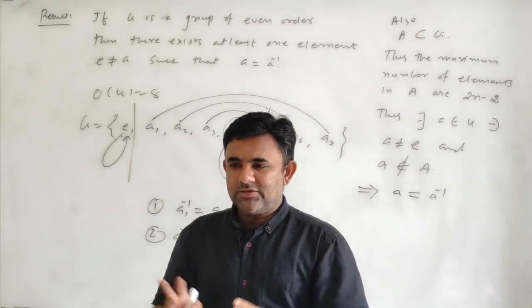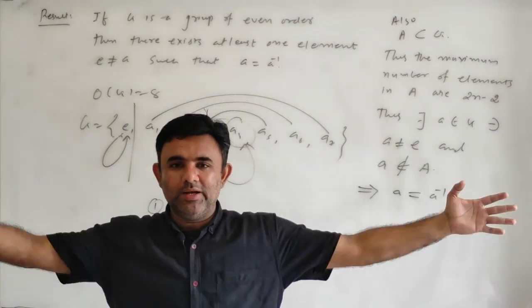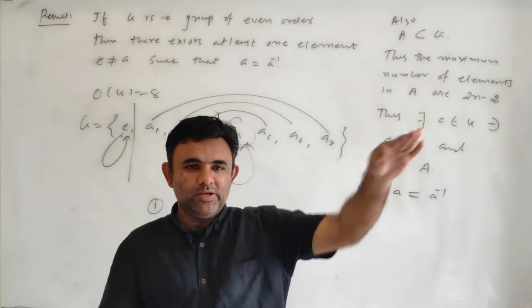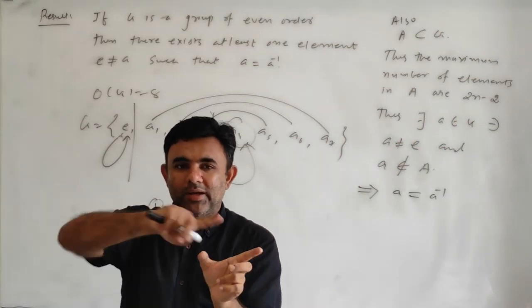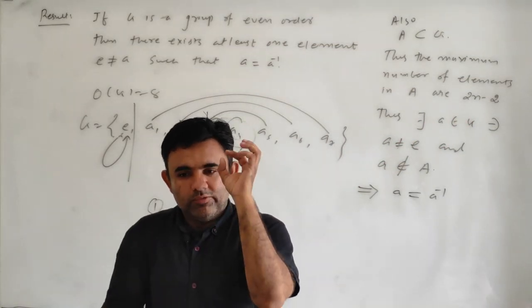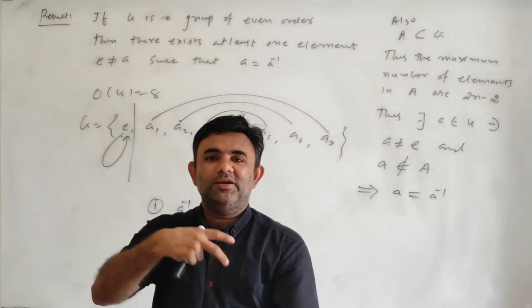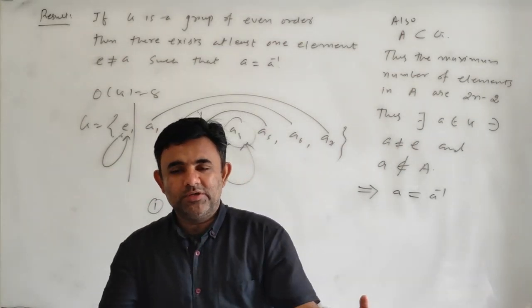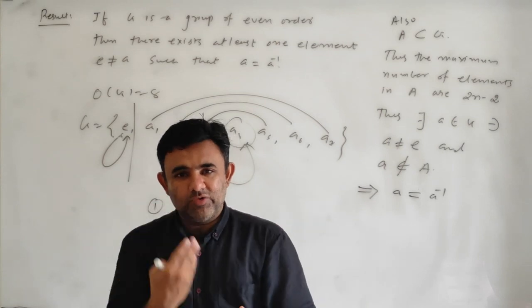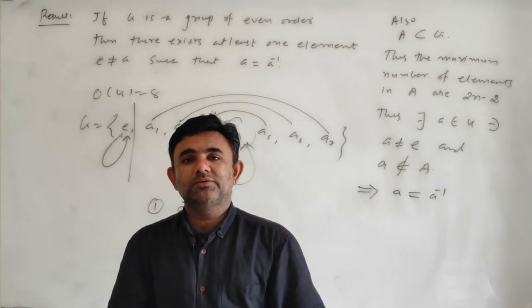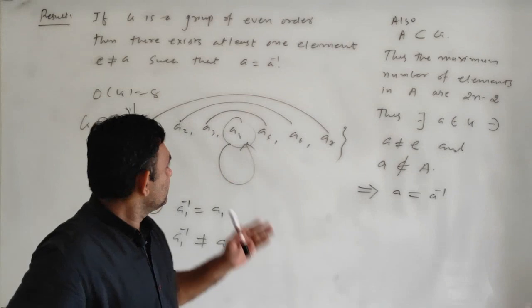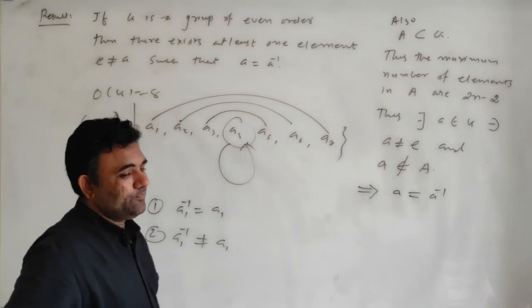So it is a simple logic. If you have 2n elements, then you remove identity, and you are left with 2n minus 1 elements. Try to make pairs, where each pair is an element and its different inverse. Then you must be left with at least one element whose inverse is itself. So that is what this result wants to say.